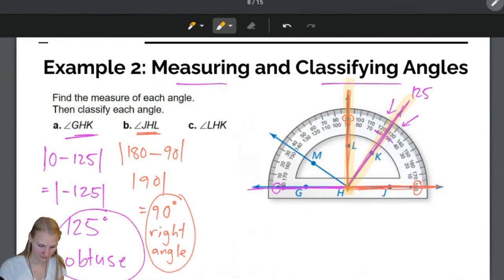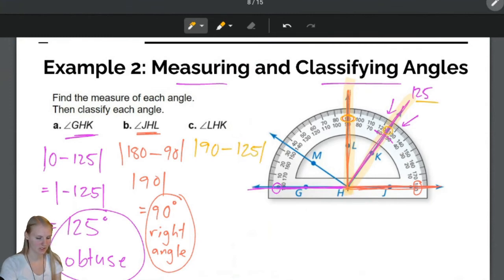L, H, K. Okay. So, the number on top we already know is 90, and the number on top over here we already know is 125. So, 90 minus 125 is negative 35, and the absolute value makes it positive. So we have 35 degrees, which is smaller than 90 degrees, which makes this an acute angle.